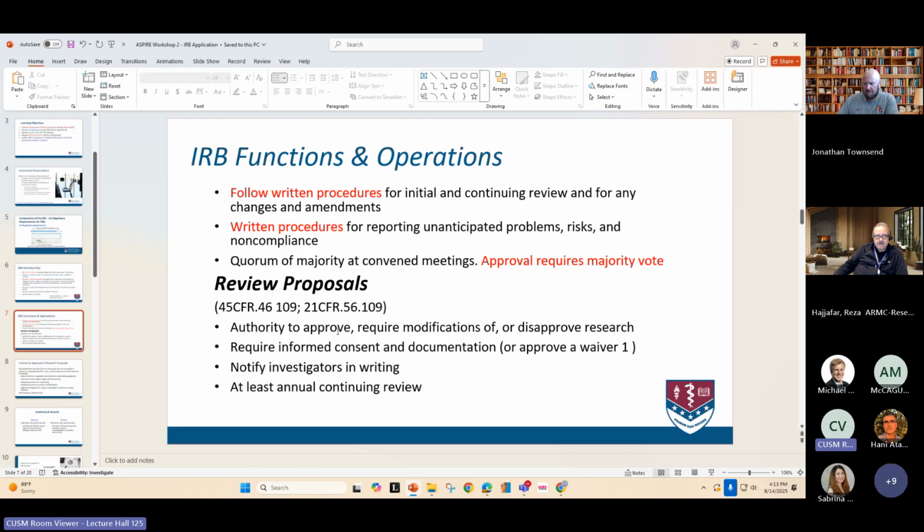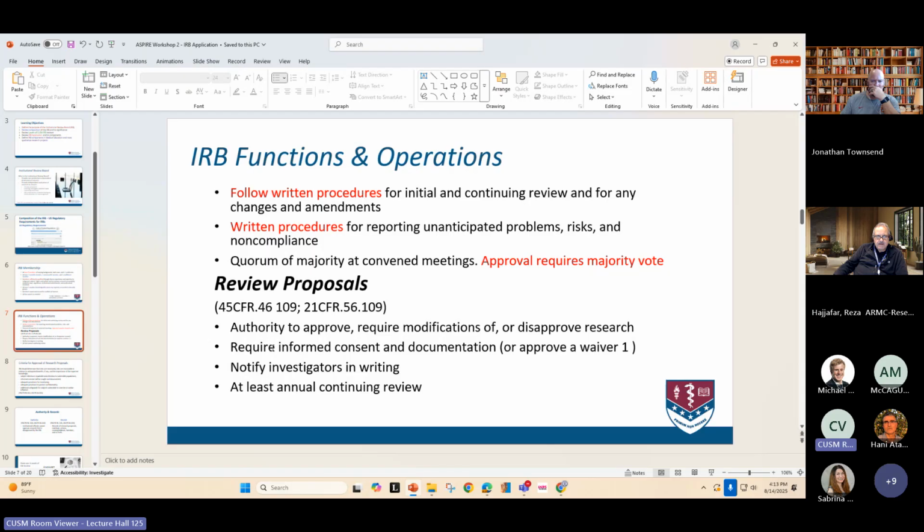So they have the authority to approve, require modifications, any changes that they see necessary in order to secure the protection and cause no harm to participants. They can make those requests for modifications as well as disapprove of research from continuing.